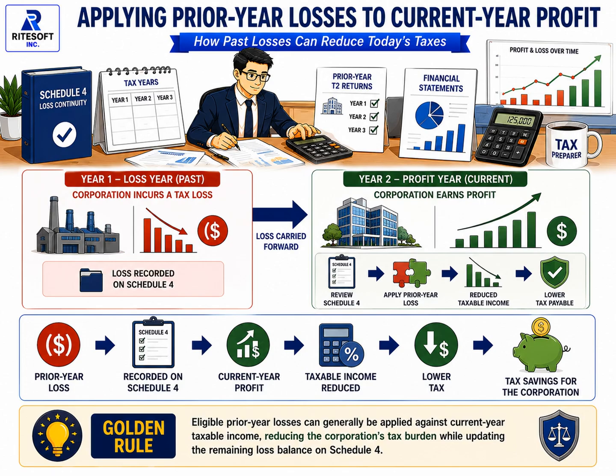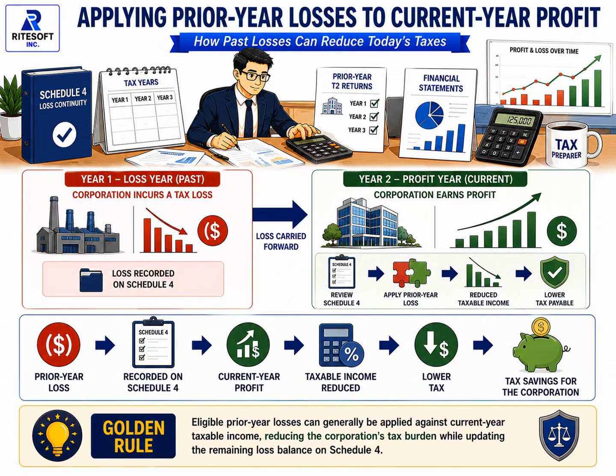Let's look at a simple example. Suppose that in year 1, the corporation had a difficult year and incurred a tax loss. Since there was no taxable income, there was no immediate tax benefit. However, the loss was not wasted. Instead, the eligible loss was recorded on Schedule 4 and carried forward for future use.